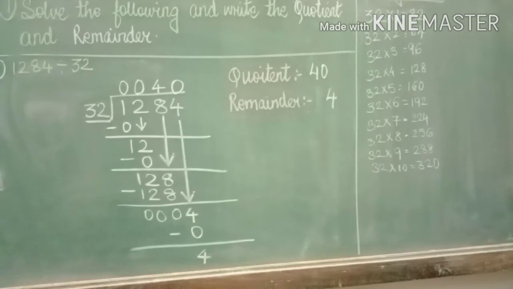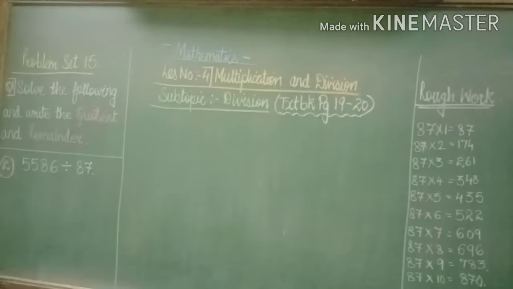Let's solve the second sum. Now students, it is very much necessary to make a rough work and write all the tables down to have a better calculation. Students, we are going to do the next solution. The same question: solve the following and write the quotient and remainder.